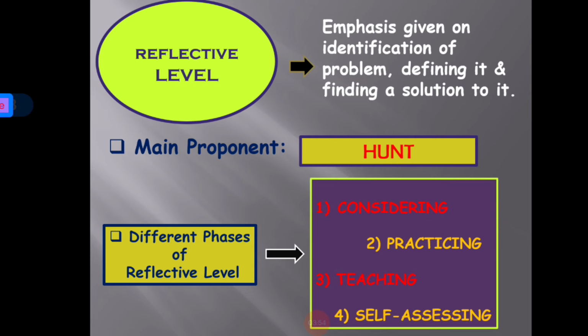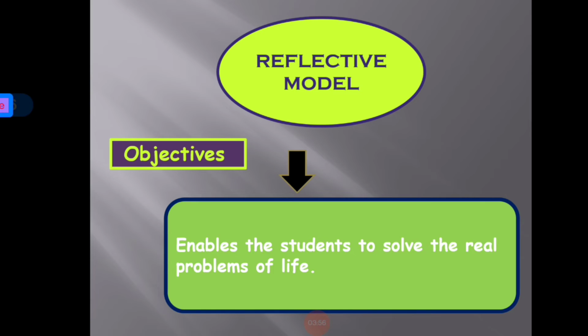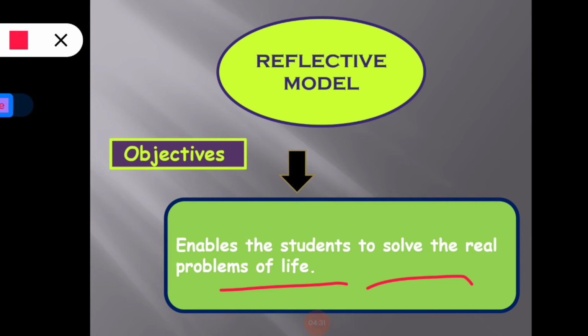So now move on to the next, where we can see the objectives of the reflective model. So what is the objective of the reflective level of teaching? It enables students to solve the real problems of life. We have already told that thing, because the reflective level of teaching leads to the development of creative skills. It involves the use of the problem centric approach, and it makes use of knowledge and research skills of learners for solving real life problems. And that's why this is the highest level of teaching.